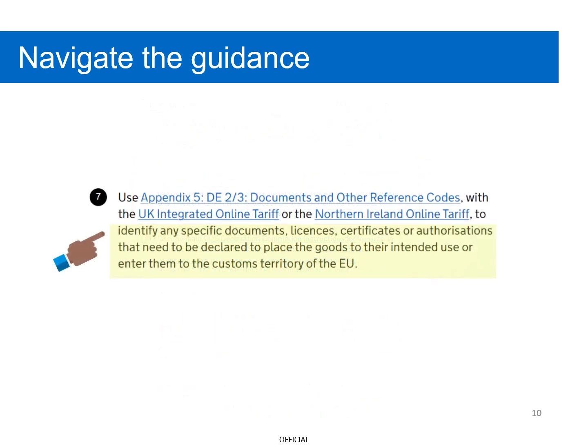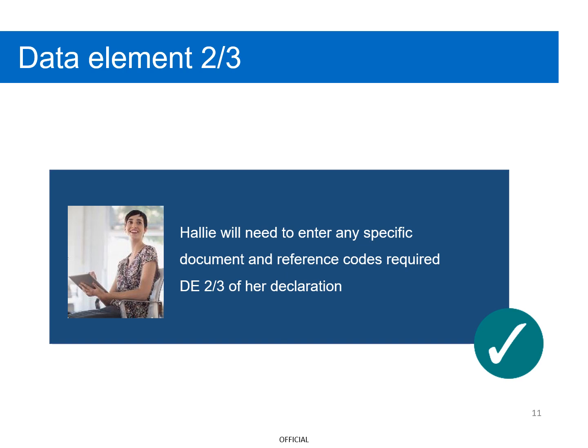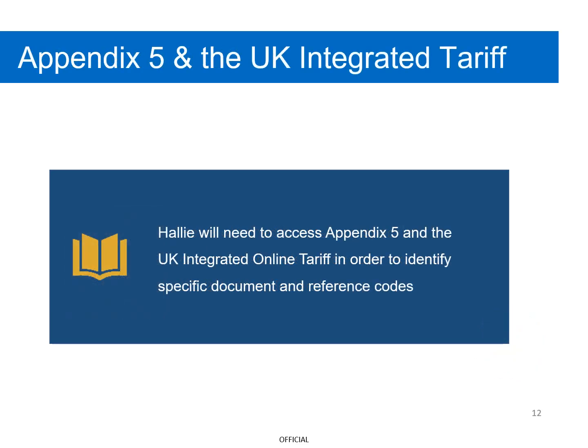Specific document and reference codes are used to identify any specific documents, licenses, certificates or authorizations that need to be declared to place the goods to their intended use or enter them to the customs territory of the UK or the EU depending on the circumstances. Hallie will need to enter any specific document and reference code required into data element 2.3 of her declaration. She will need to access Appendix 5 and the UK Integrated Online Tariff in order to identify specific document and reference codes.